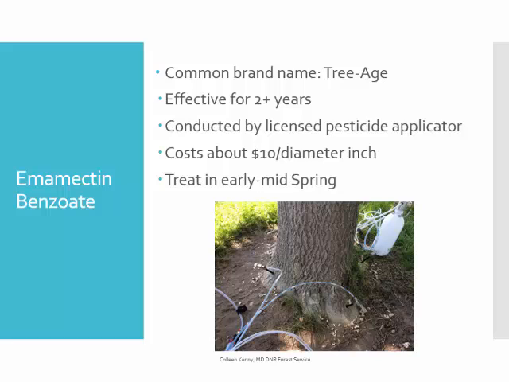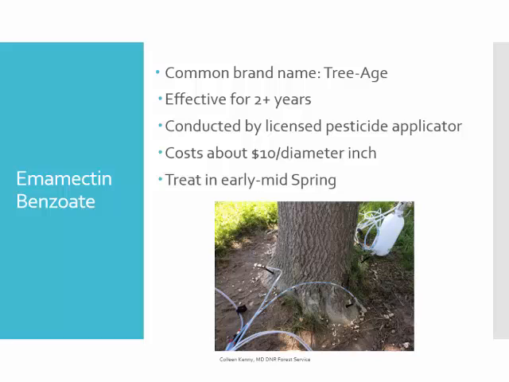But then maybe once it crashes, we can space those treatments out to every 5 years and then monitor in between. But we're not at that point yet here on the Eastern Shore. Again, this chemical does need to be applied by a licensed pesticide applicator, which makes it a little bit more expensive. Costs roughly $10 per diameter inch, and that's for urban environments.